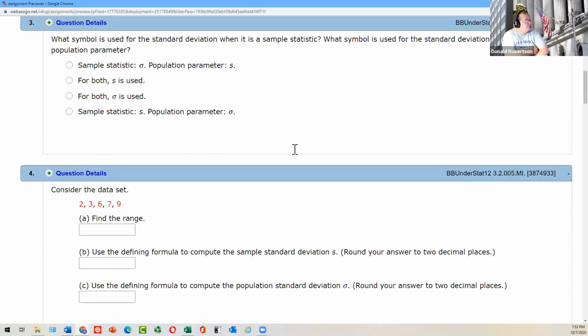And let's see if we can do the symbols then. What symbol is used for standard deviation when it's a sample statistic? And what symbol is used when it's a standard deviation from a population parameter? Well, is it this one? Or is it this one? The bottom one, right?